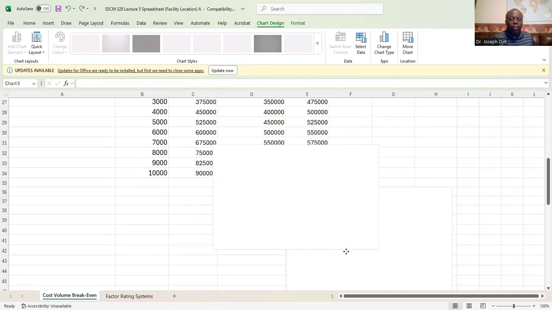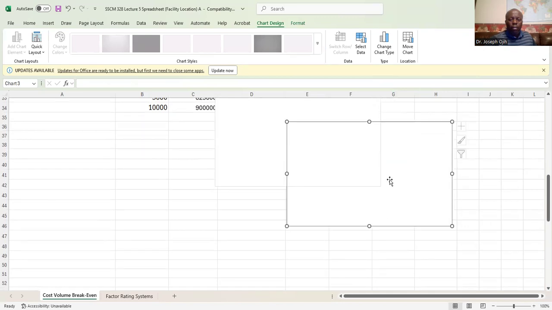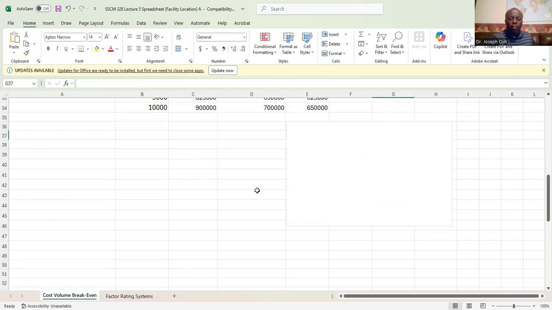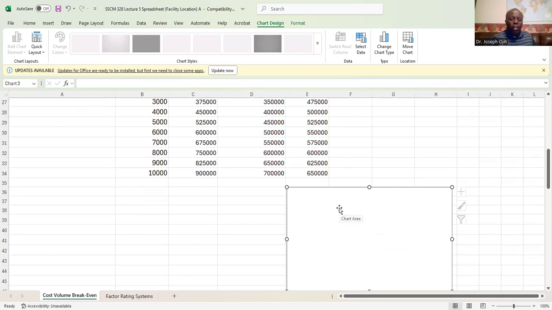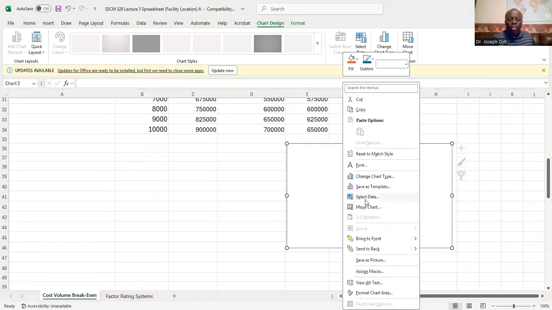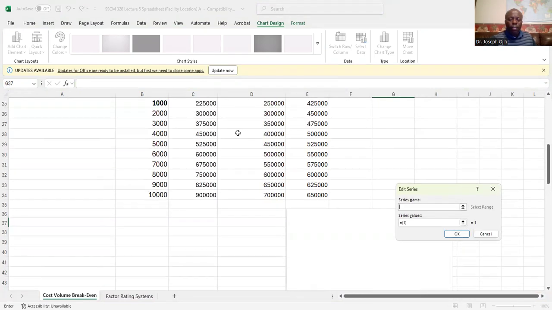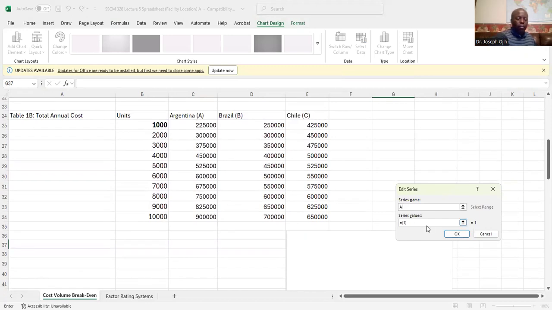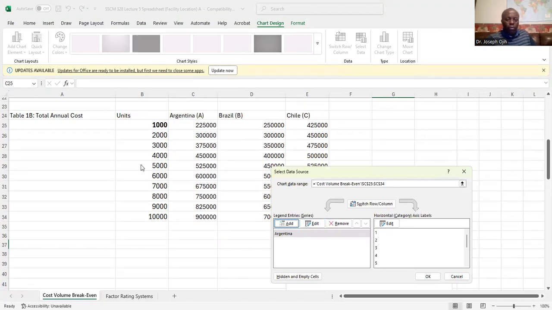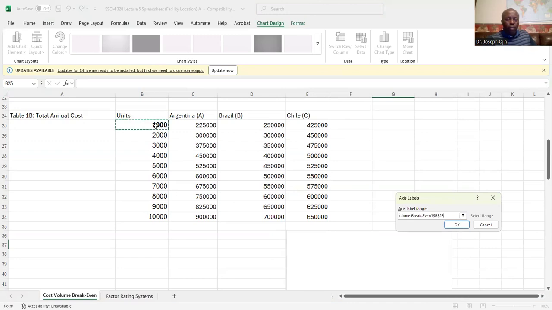Okay, let me bring it down. Maybe I'll delete one of them. Delete. Okay. Now you can right click. Choose Select data. Click Add. Then type Argentina. For the data under Argentina, the fixed cost here, total annual cost, I click on this and put the numbers in. And click OK. Now for the horizontal axis, which is the number of units, click on this side. You can see where it says horizontal right here. Click on that and then put the numbers in.